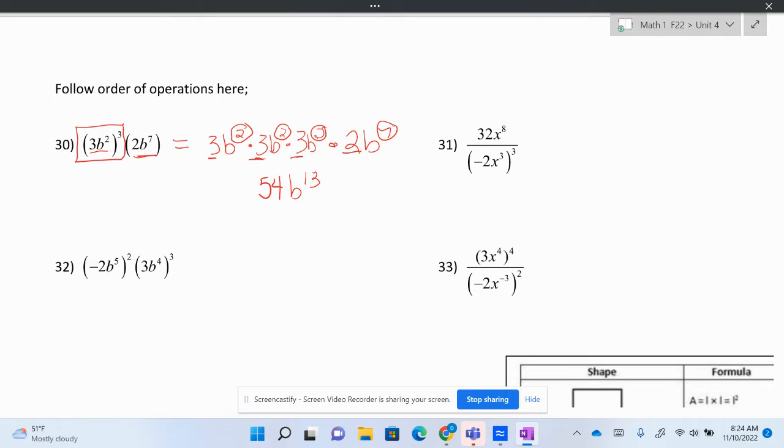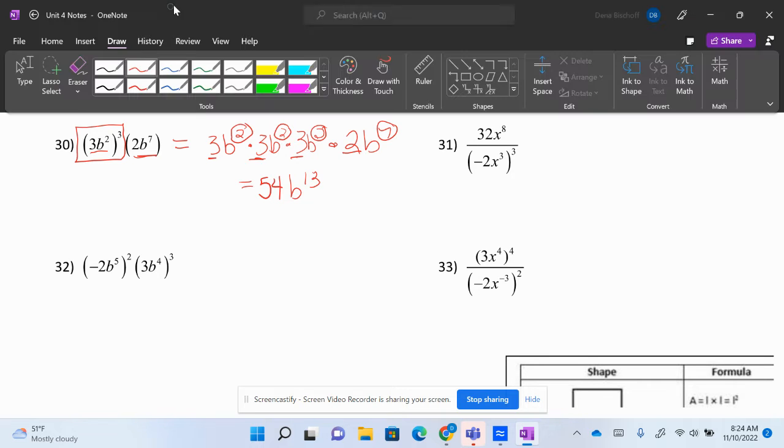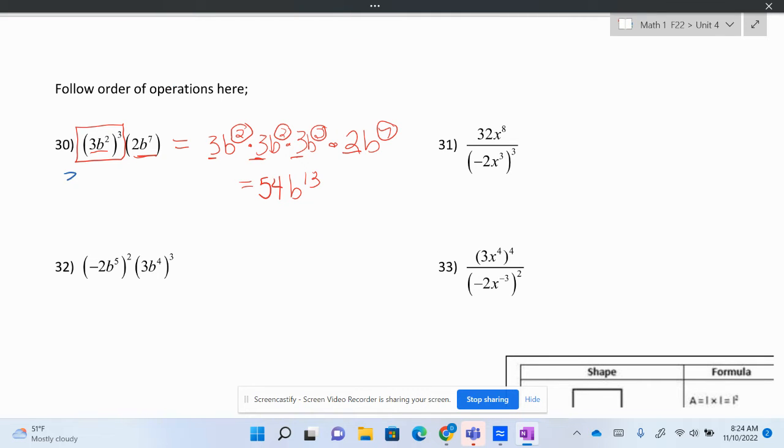Now let's use the rule that says take a power to a power. So this is what we should end up with, but I'm going to show you the power rule because that's really what's happening here. The power rule says 3b squared raised to the 3rd power. I take this power on the outside and I distribute it to the 2 powers on the inside. 1 times 3 is 3, so that becomes 3 to the power of 3 and b to the power of 6. Well, 3 to the power of 3 is 27, b to the 6th, times 2b to the 7th.